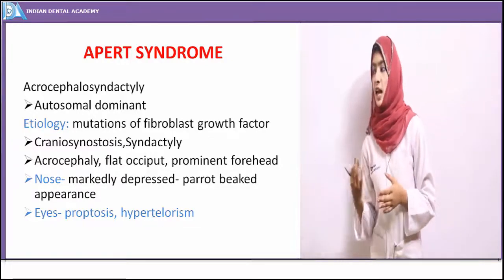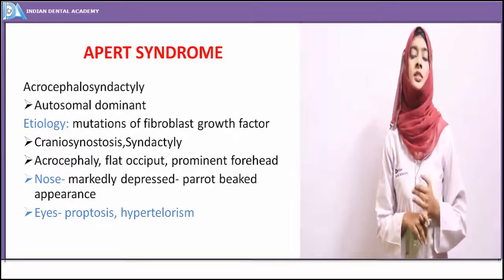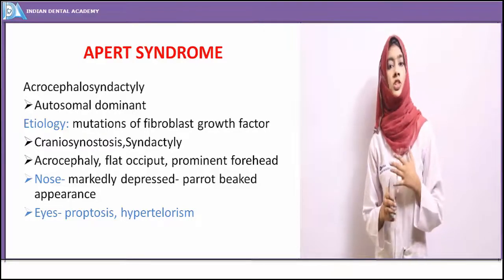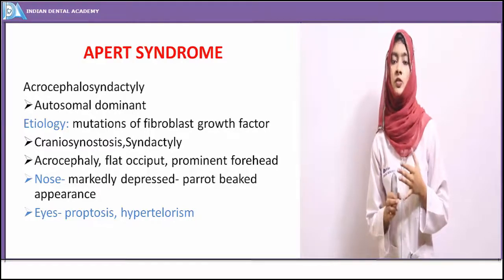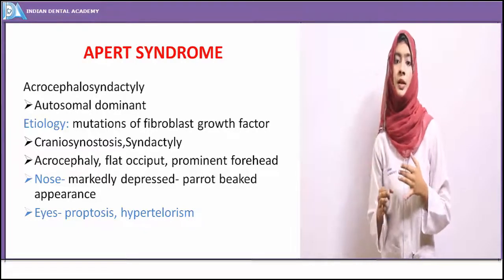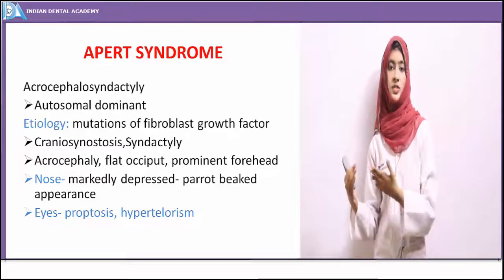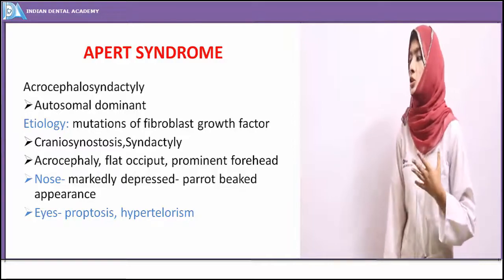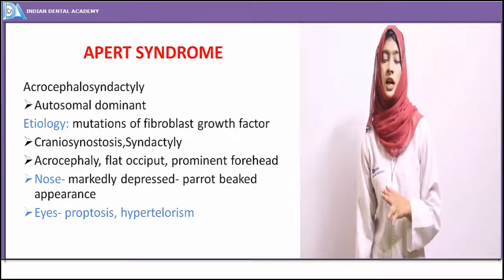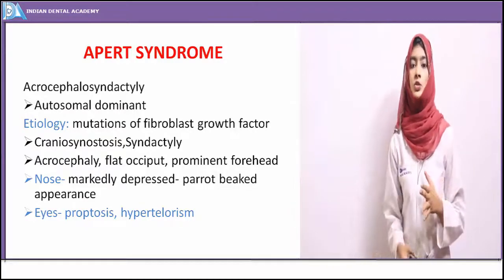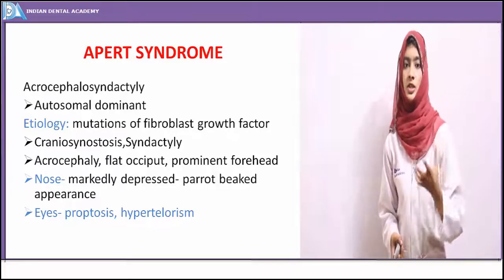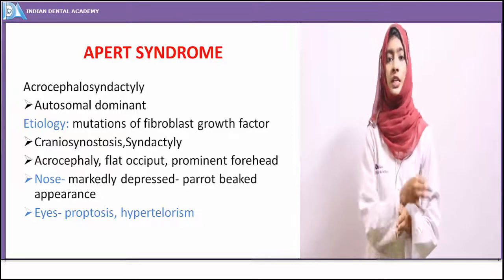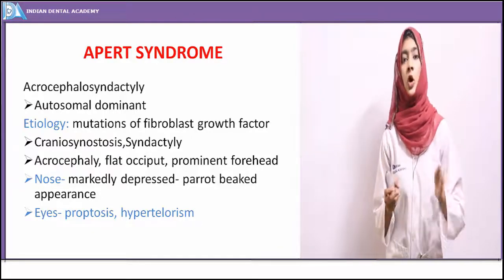So it is transmitted as autosomal dominant inheritance, and the etiology is some mutation occurring in the fibroblast growth factor. There is a defect in the fibrillin protein that gives rise to all the skeletal manifestations. Early closure of sutures occurs, either the coronal, lambdoid, or any suture. Based on the closure of sutures, corresponding defects may be seen, like dolichocephaly.